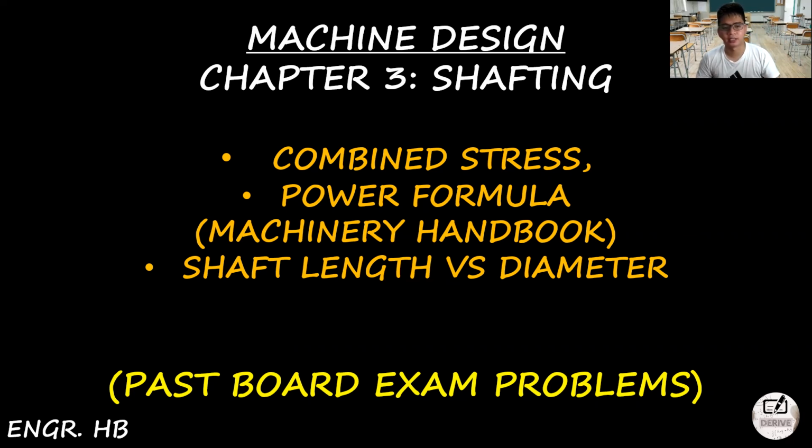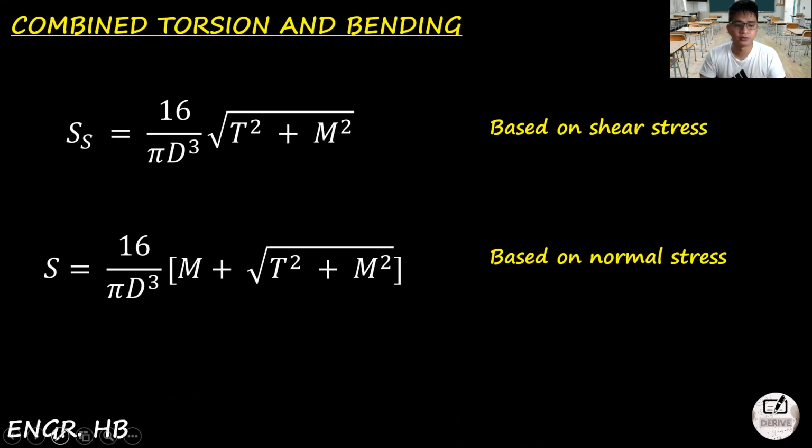And kakatapos lang natin sa dalawang videos under ng shafting, nag-discuss tayo doon and nag-solve ng 10 problems for torsion, bending, and the angle of twist. So, ngayon, samahan nyo akong magsagot ulit ng mga past board exam problems for this. And before that, we're going to have a little recap for the formulas that we're going to use. So, unahin natin si combined torsion and bending.